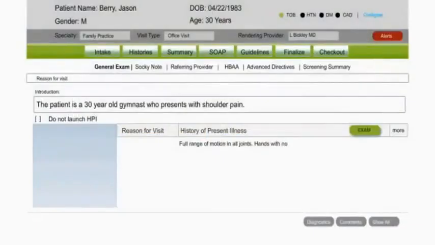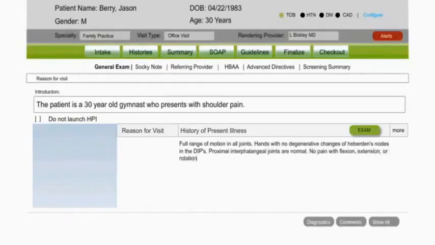A clear, well-organized clinical record, employing language that is neutral, professional, and succinct, is one of the most important adjuncts to patient care. Full range of motion in all joints. Hands with no degenerative changes of Heberden's nodes in the DIPs. Proximal interphalangeal joints are normal. No pain with flexion, extension, or rotation of the hips.